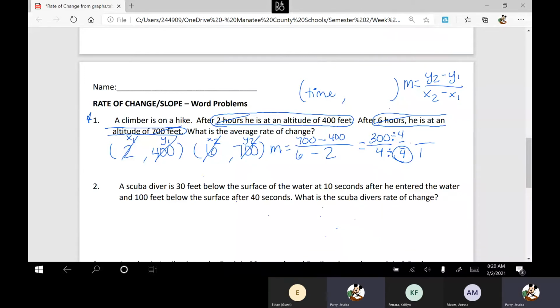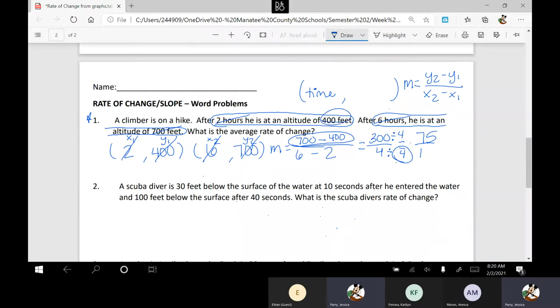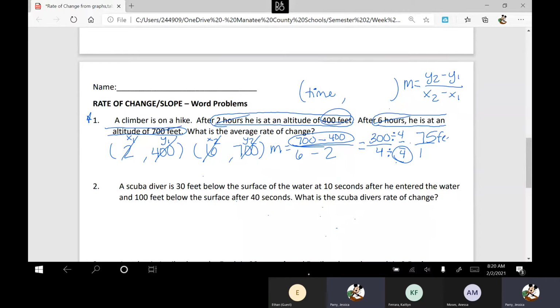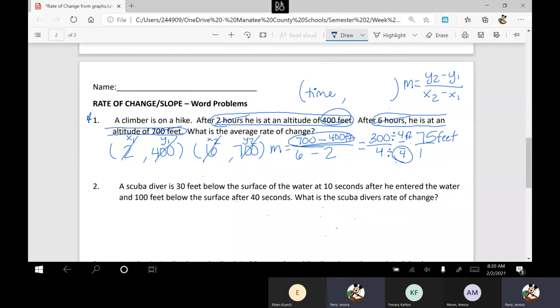For the last part of this, we have 300 divided by 4 is 75. Okay, we need to add in some words. Let's look back here. The 700 and the 400, is that representing hours or feet? Perfect, it is representing feet. So 75 feet, because feet stay on top. Feet, feet, feet. So 75 feet over.